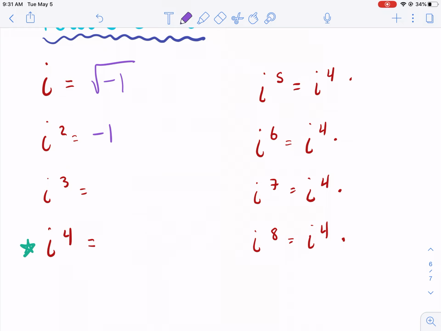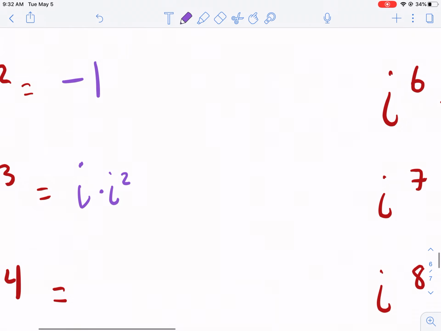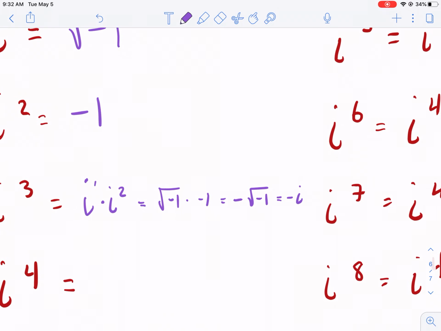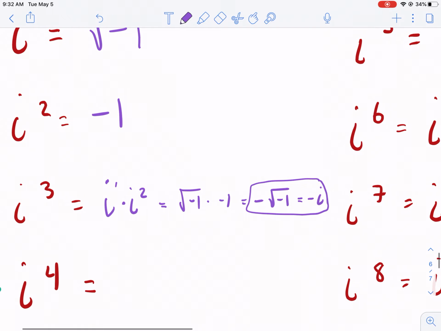So what happens if we have i cubed? Well, that essentially means we're going to do i times i squared. When you have like bases, you add the exponents. So 1 plus 2 gives us i cubed. Okay, but what does that mean in terms of a value? Well, we know i is the square root of -1, and we know i squared is -1. So this becomes negative square root of -1, or negative i. So both these are ways that we can express i cubed.